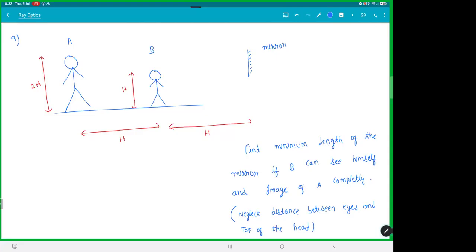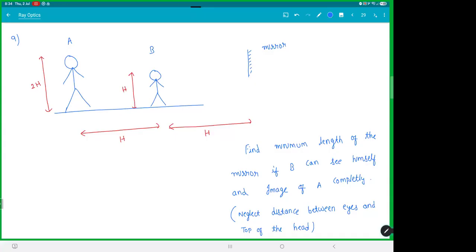Let's get this. So there are two people standing back to back, and B is looking into the mirror. He wants to see himself in the mirror, and he also wants to see the person behind, A, in the mirror completely. When you go to your washroom and look at yourself in the mirror, can you see your legs? You can see your face, right? You can't see the legs.